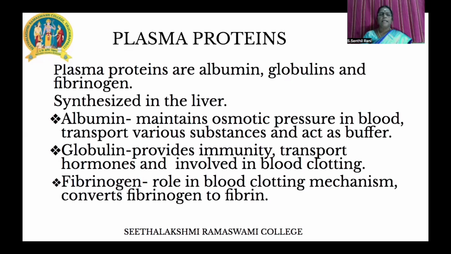Plasma proteins. There are 3 types of plasma proteins, namely albumins, globulins, and fibrinogen. These plasma proteins are synthesized in the liver. Albumin maintains the osmotic pressure in the blood. It also transports various substances and acts as a buffer. Globulin provides immunity, transports hormones, and is also involved in the blood clotting mechanism. Fibrinogen has a role in the blood clotting mechanism and is converted to fibrin.